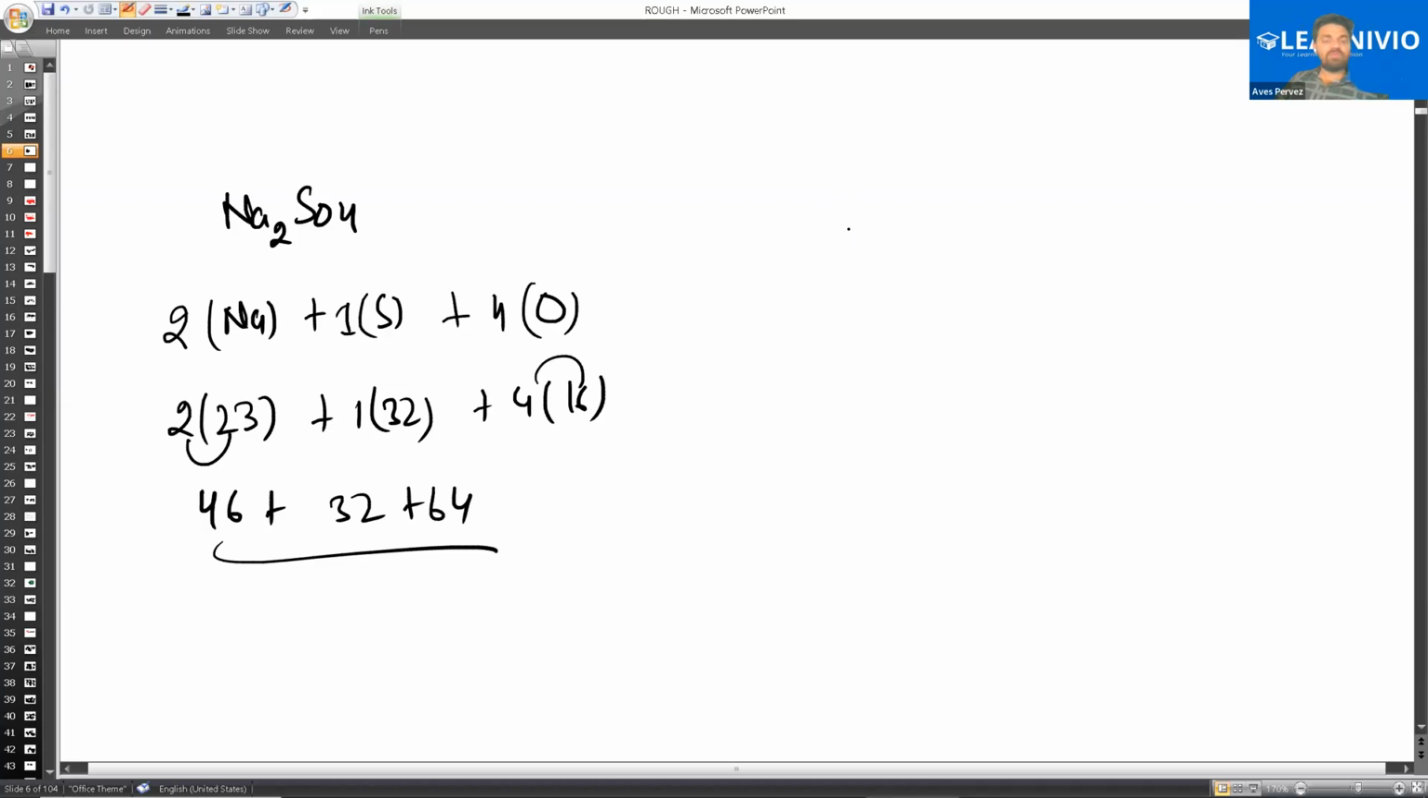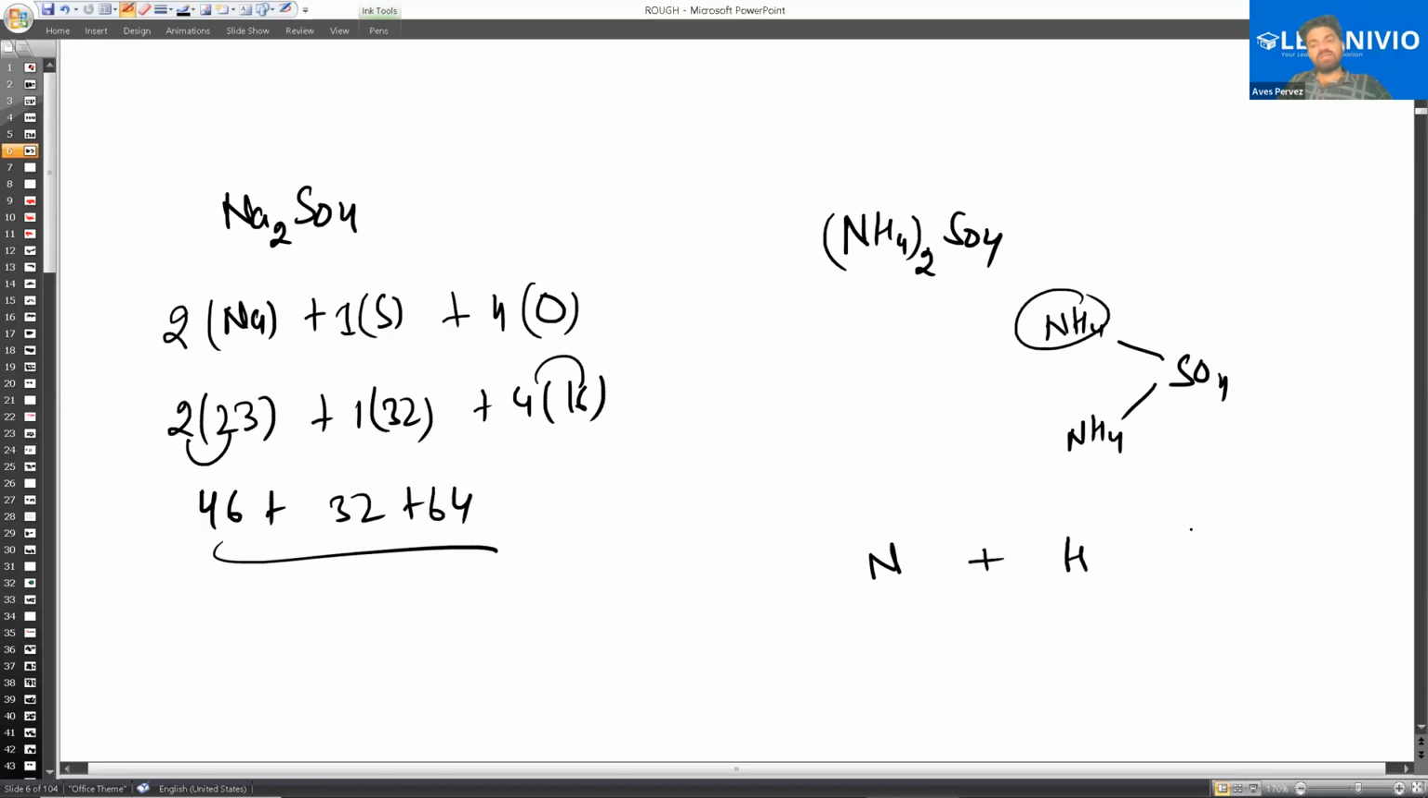Similarly, if you need to find the formula mass of ammonium sulfate, (NH4)2SO4, there are 2 ammonium ions connected with 1 sulfate ion. What kinds of atoms are there? Nitrogen, hydrogen, sulfur and oxygen. How many nitrogen atoms are there? There are 2 ammonium ions, NH4 whole twice, so you have to write 2. Or you can multiply this number with this one.